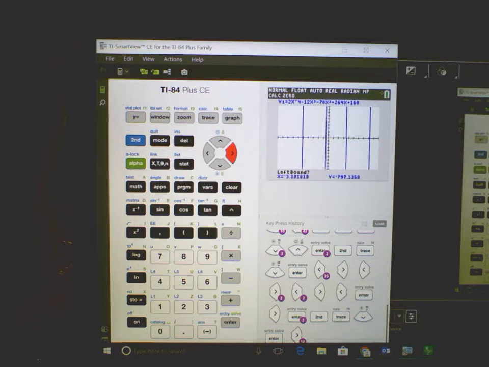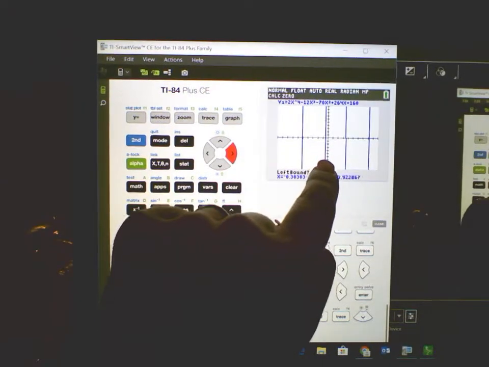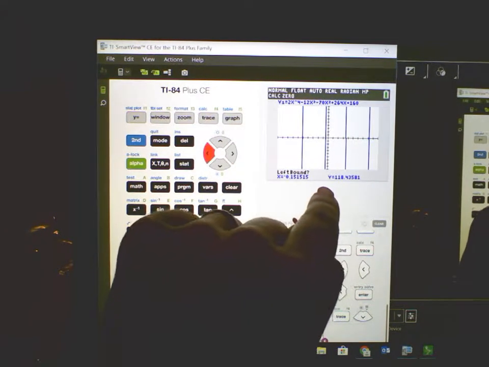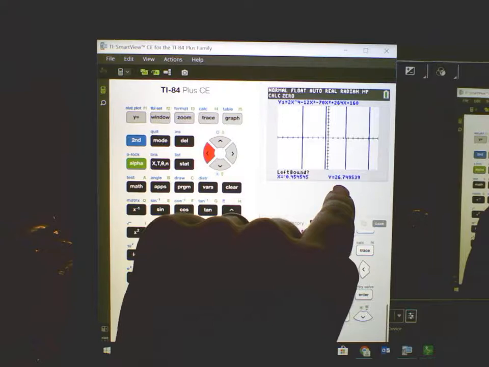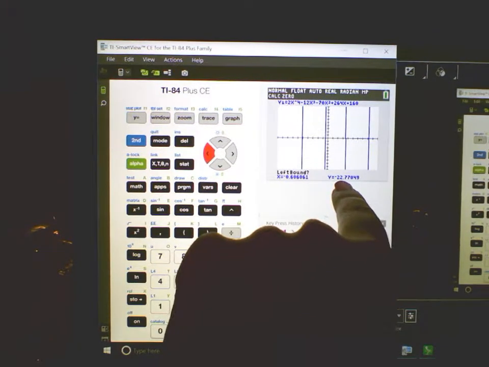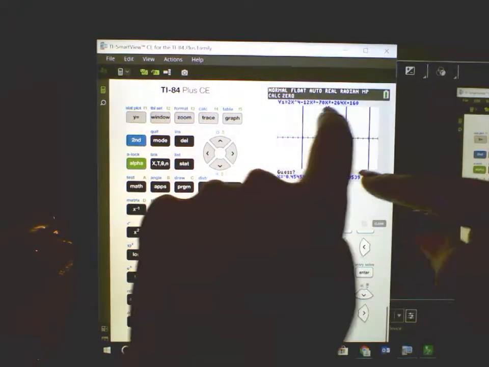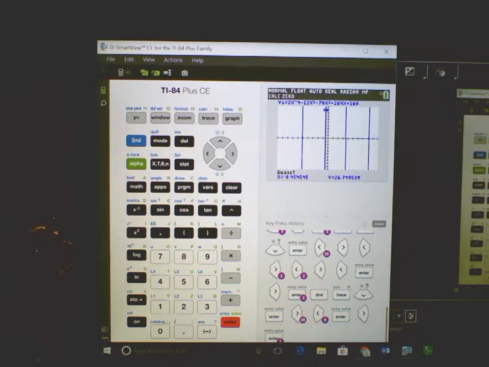My left bound is going to be now on the bottom, and I'm looking for my y to be negative, and then for my y to be positive, which means that there was a sign change and it started out negative and became positive. It asks me to guess. I don't need to guess.